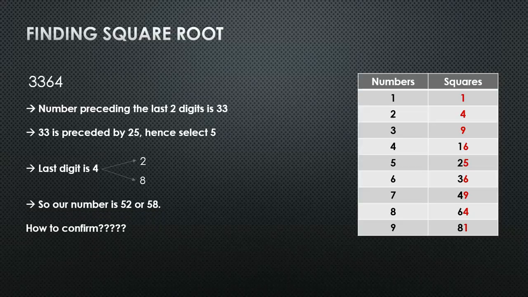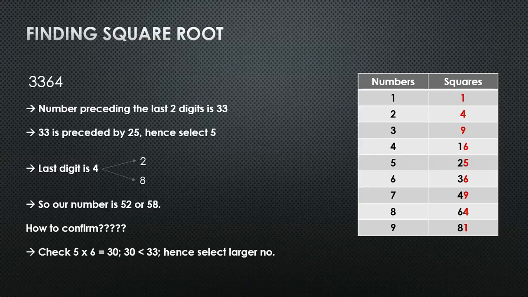How do we confirm this? For this, get back to the first step. We had selected 5 as the first digit. Multiply the number 5 by the number that is following it. So, 5 into 6 would give us 30. Now compare this value with the initially obtained value that we had after striking away the last two digits. It was 33 in our case.